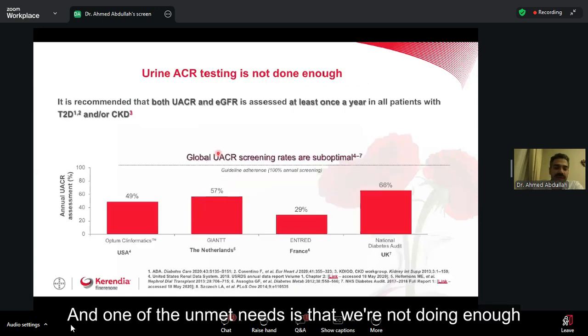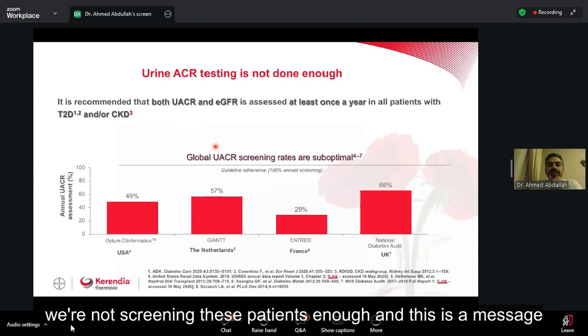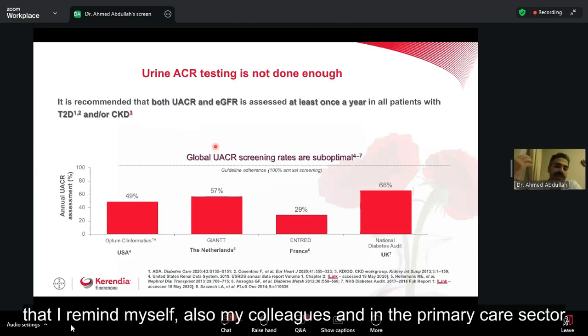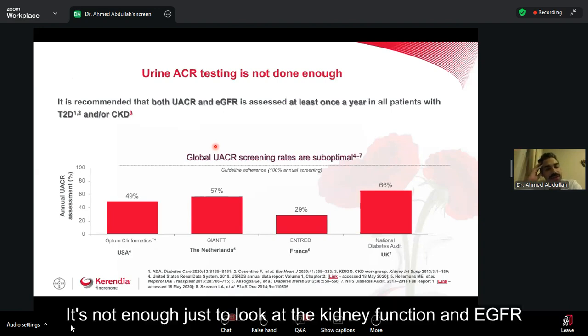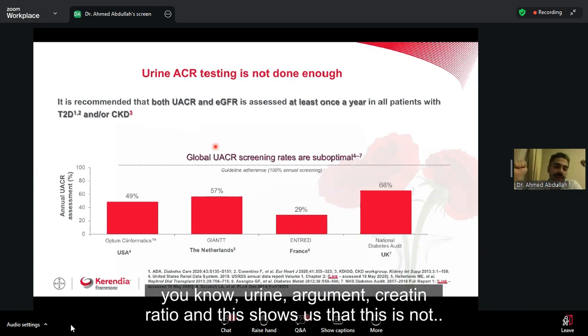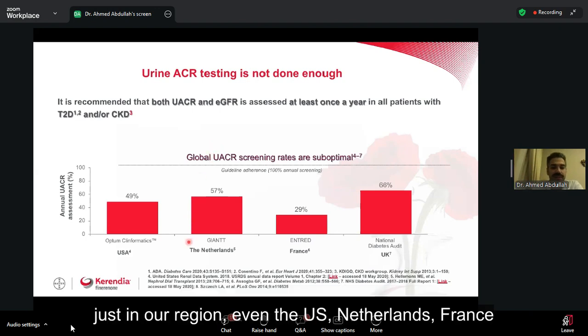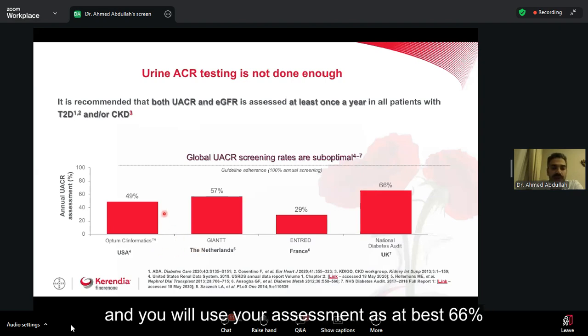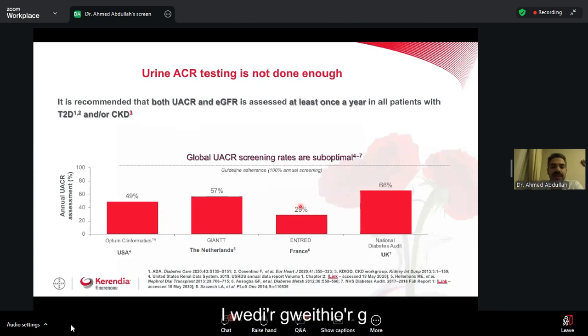And one of the unmet needs is that we're not doing enough. We're not screening these patients enough. And this is a message that I remind myself of, but also my colleagues in the primary care sector. It's not enough just to look at the kidney function and eGFR. We also have to look at the urine albumin creatinine ratio. And this shows us that this is not just in our region, even the US, Netherlands, France, annual UACR assessment is at best 66%, but most of the time it's way below what we want it to be.